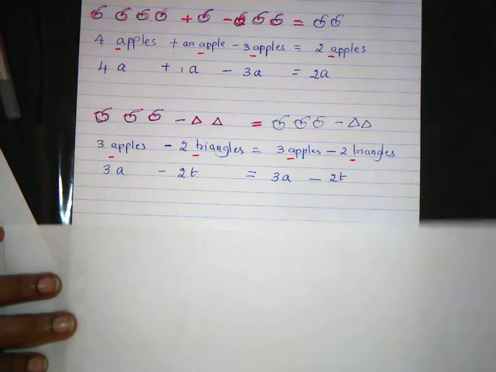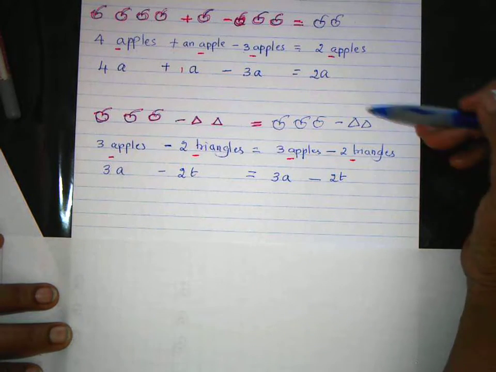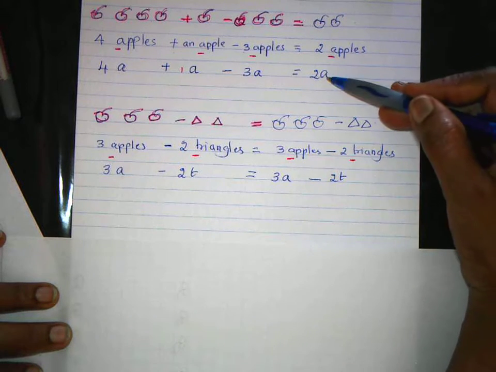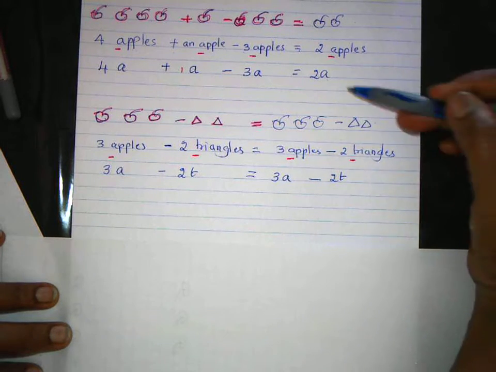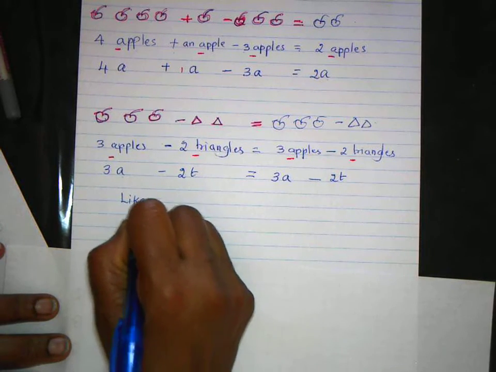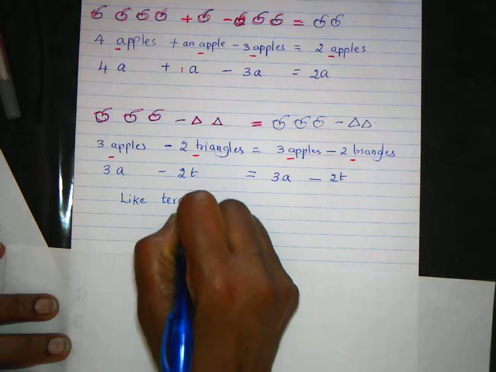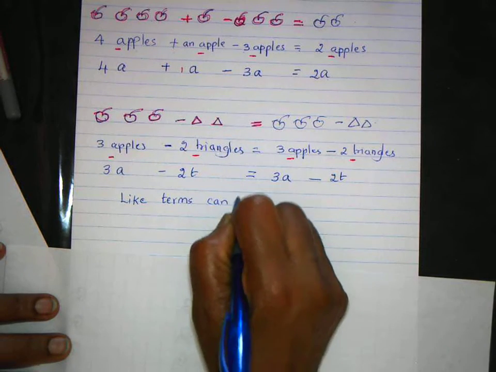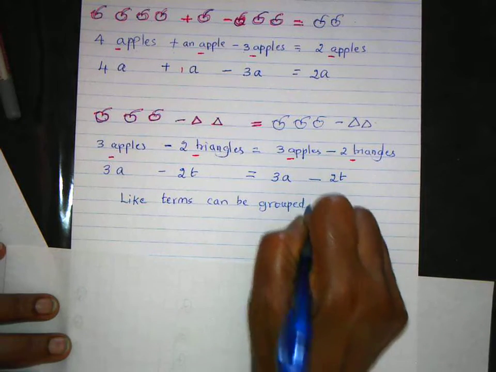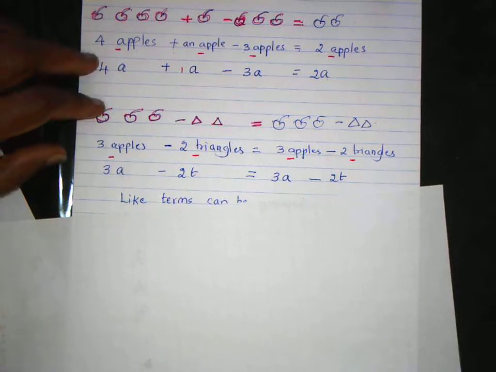So first we said like categories can be grouped. Now we are replacing that by like terms can be grouped. Like terms can be grouped. So here we write like terms can be grouped. Okay, we do few simple examples.